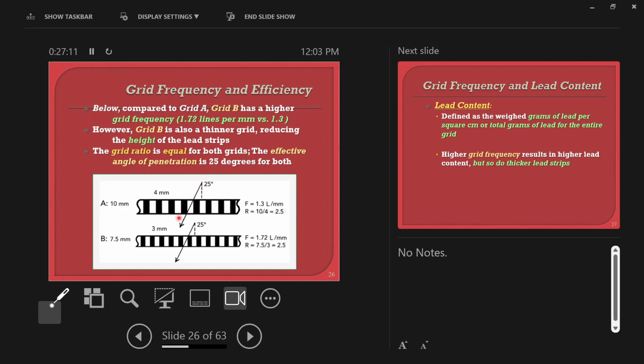Okay, that's the maximum angle compared to the central ray that a beam could come through at and still pass through. 25-degree angle. 26-degree angle, it's going to get caught. Anything less than 25, it's going to make it through the grid.